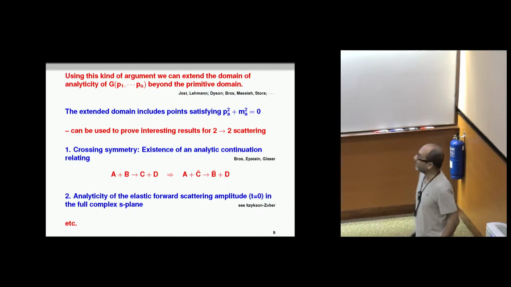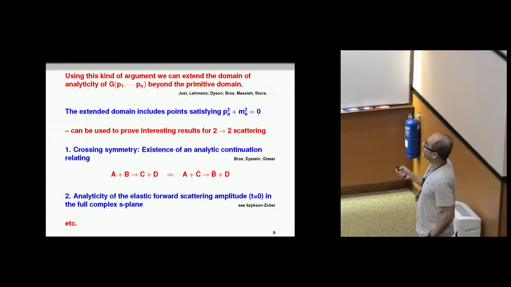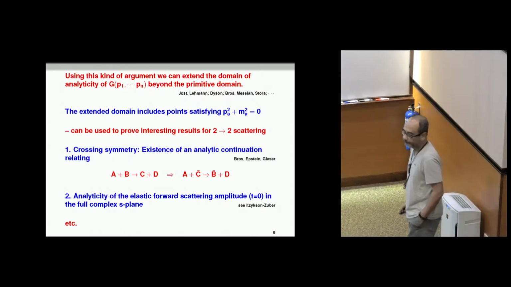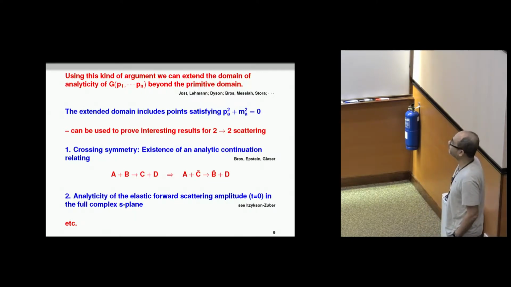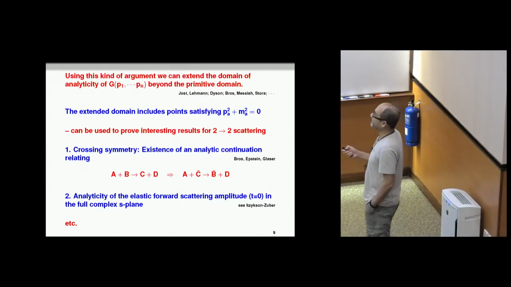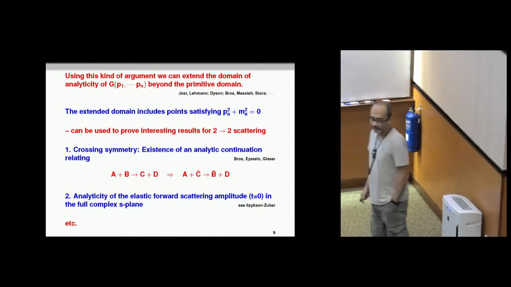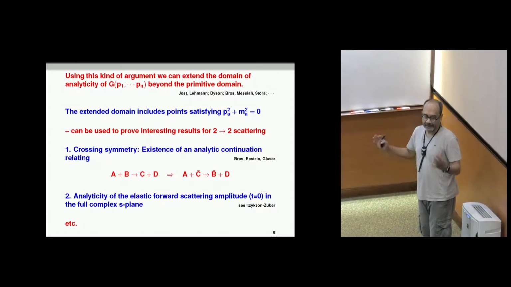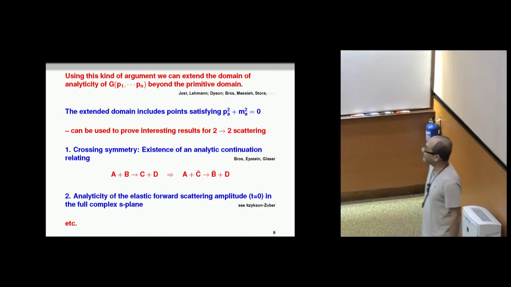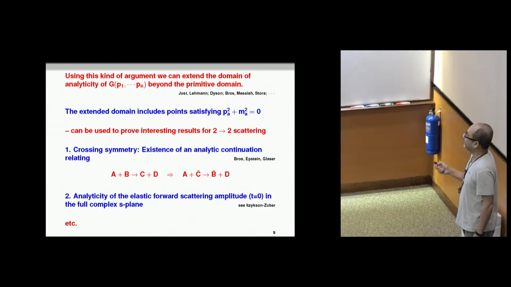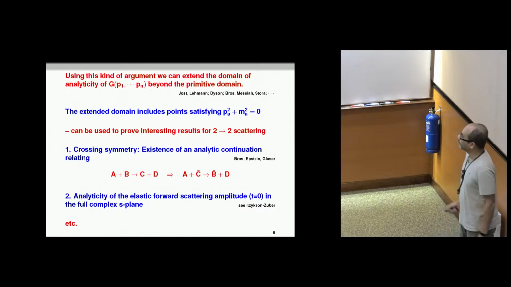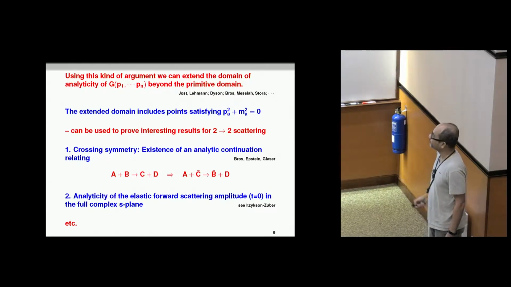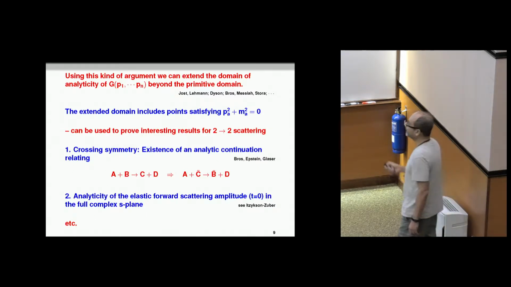Using this kind of argument, one can extend the domain of analyticity of G beyond the primitive domain, and this is what was done in the early days of axiomatic quantum field theory. What one finds is that the extended domain includes points satisfying p squared plus m squared equal to 0, and hence we can say something about the S matrix, satisfying the on-shell condition. Indeed this was used to prove various interesting results for 2 to 2 scattering and some for 2 to many scattering. For example, it was used to prove crossing symmetry, which says that we should have an analytic continuation that relates A plus B going to C plus D to A plus C bar going to B bar plus D.